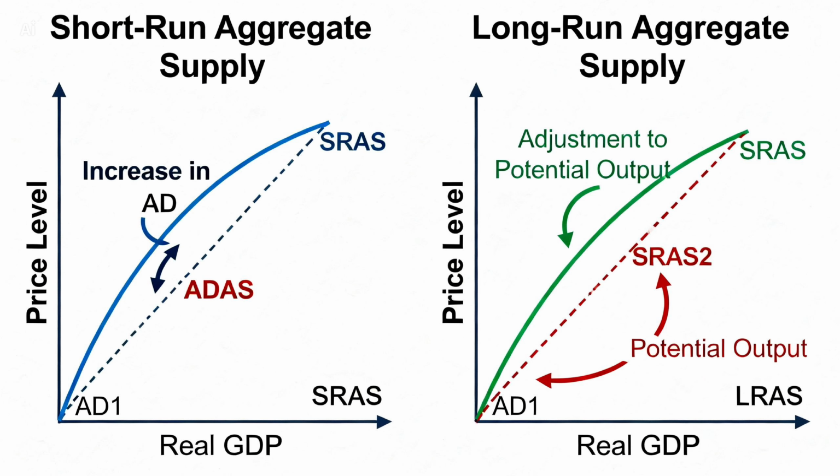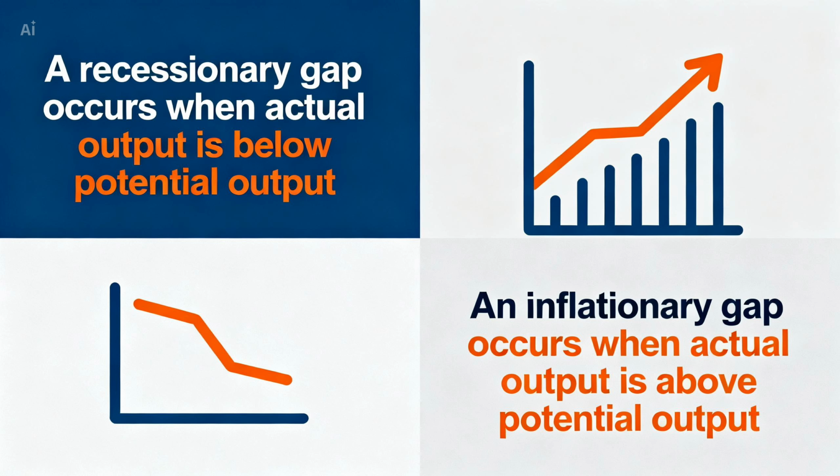Now, you need to understand the SRAS, or short run aggregate supply, and the LRAS, or long run aggregate supply. In the short run, an increase in AD can increase both the real GDP and the price level. In the long run, the economy tends towards its potential output. You also need to know the difference between a recessionary gap and an inflationary gap. A recessionary gap occurs when actual output is below the potential output. An inflationary gap occurs when actual output is above the potential output.